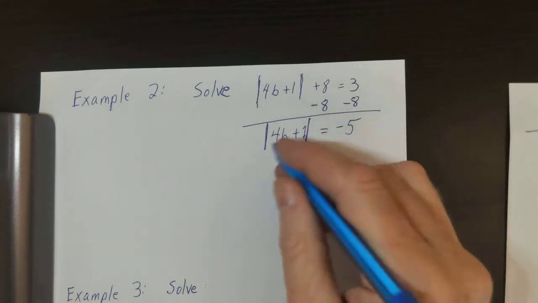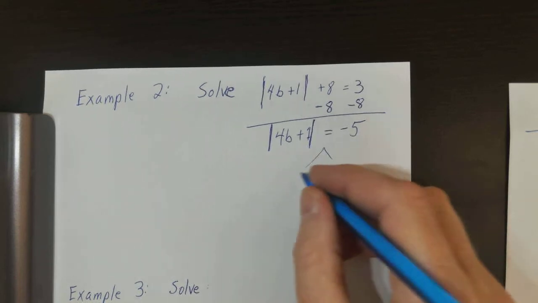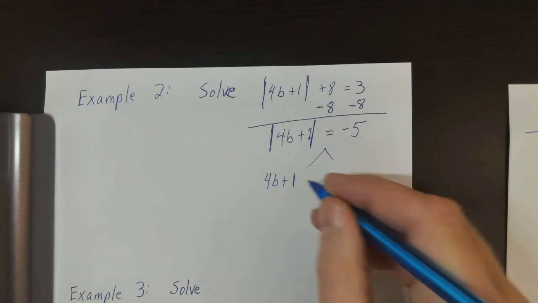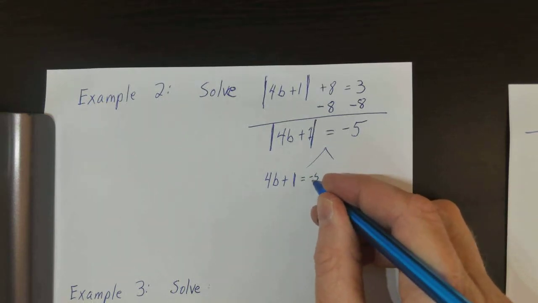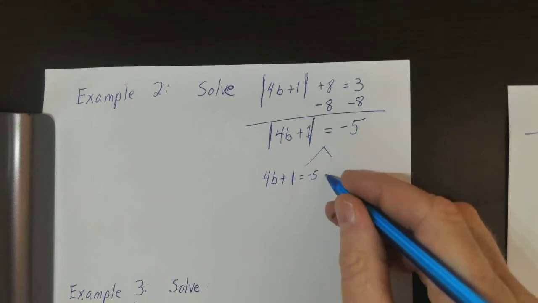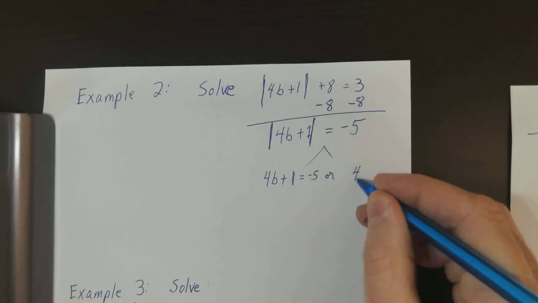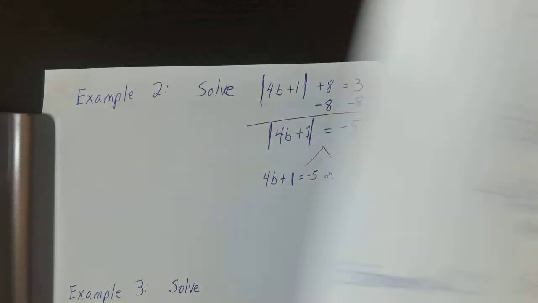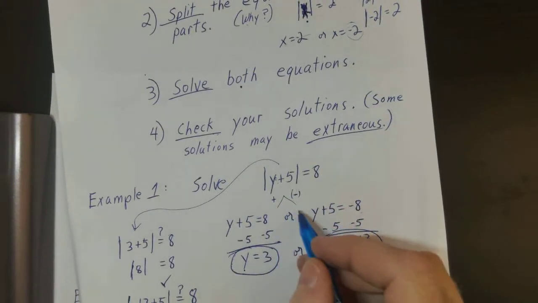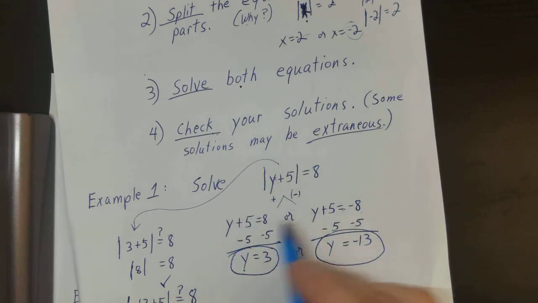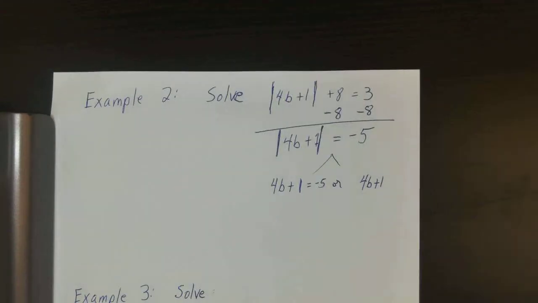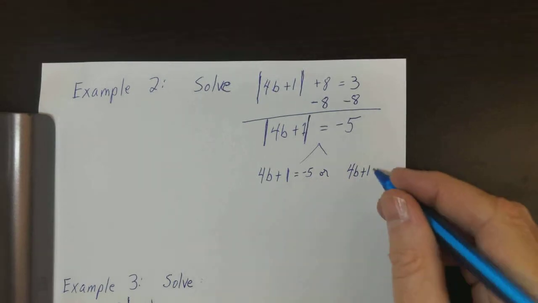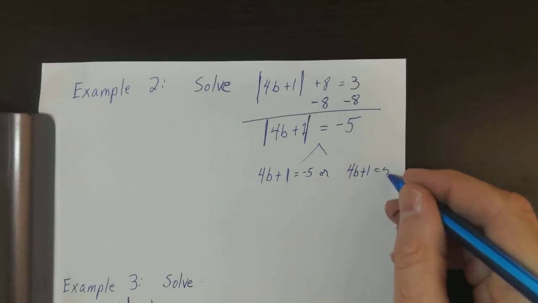Now I'm going to split into two equations. When I split into equations, I'm removing the absolute value. And I don't think I mentioned that. I did it, but I didn't mention it in this example. When I split on the split step, the absolute value bars come out. They're gone. We solve it without them. So I have 4b plus 1 equals negative 5, or 4b plus 1 equals 5.